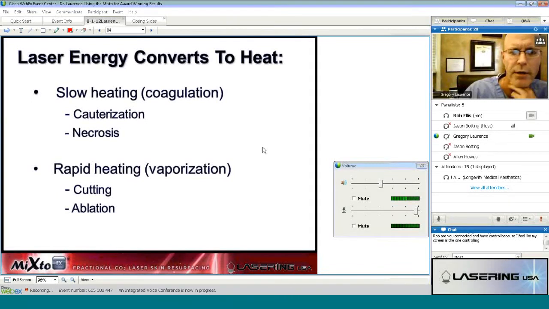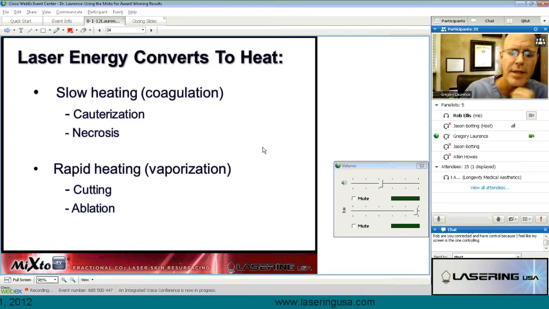A cartoon of this, but you're going to have a zone of vaporization where the laser beam hits the skin, a zone right outside of that of necrosis and cauterization. This presentation makes a differentiation between a higher wattage with a short duration that vaporizes versus a lower wattage and a longer pulse width that causes more of a coagulation zone.